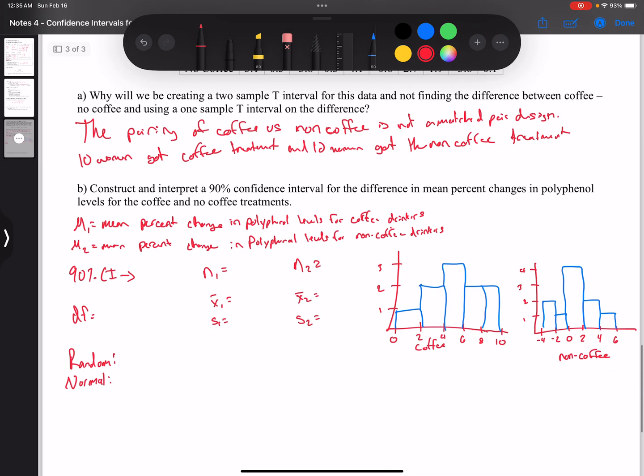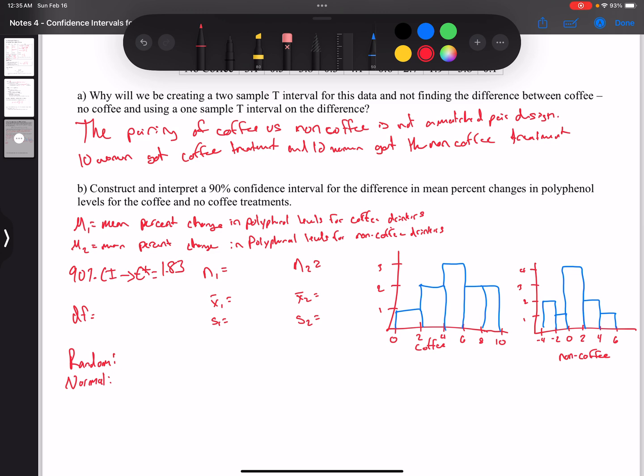Okay, so now let's actually construct our interval. You remember you should write out your mean. So there we go. For my mu1, I'm using the mean percent change in polyphenol levels for coffee drinkers, and then mu2 is going to be the same thing for our non-coffee drinkers. So we're going to be using a t-test with a 90% confidence interval. Put that inverse t into our calculator, we're going to get a t star of 1.83.